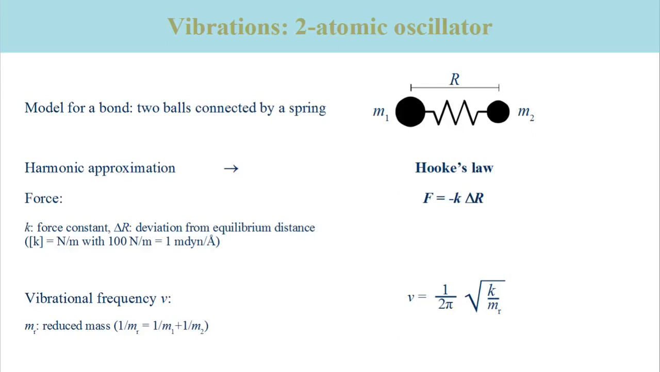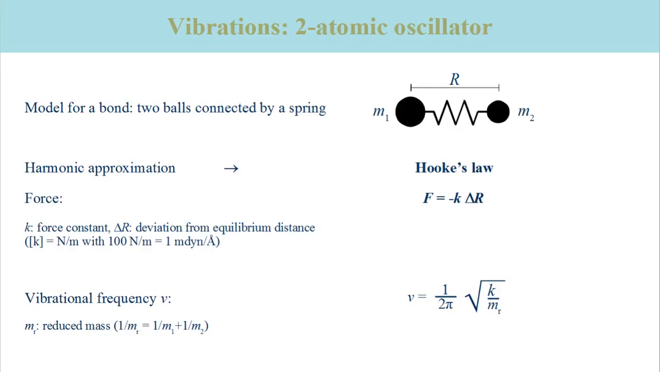The two atoms have masses m1 and m2. The equilibrium distance between the two atoms is denoted by r, and we can think of the molecule as two balls connected by a spring. We denote the force that holds the two atoms together by F and the deviation of the actual distance from the equilibrium distance by delta r.